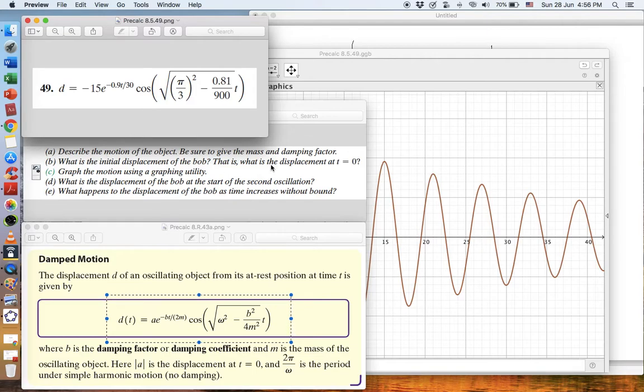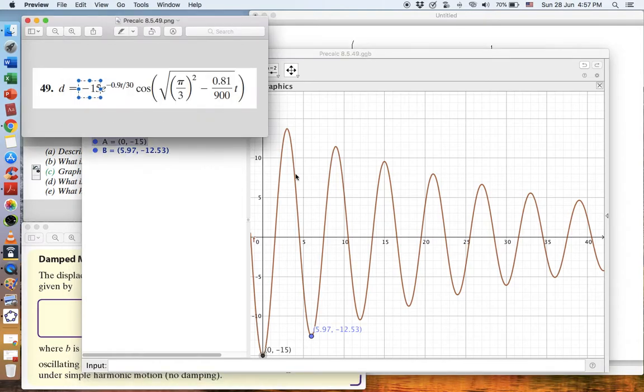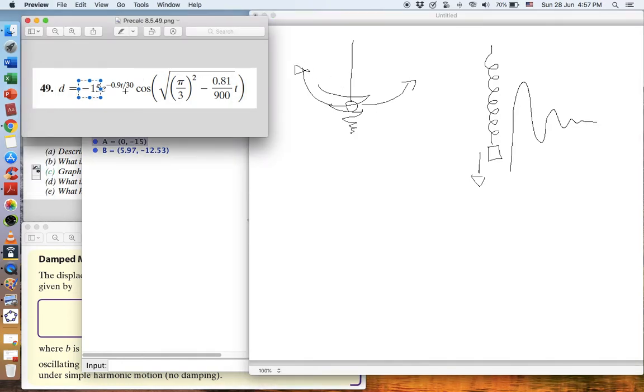So we want to describe the motion of the object. Be sure to give the mass and the damping factor. Again, our initial displacement is 15, and we can see down here at time 0 we have point A. At time 0, x equals 0, that's the time, and the displacement is negative 15. So we pulled that spring down, or we pulled the pendulum in what would be the negative direction. And so our damping factor is 0.9. T is time divided by 30.